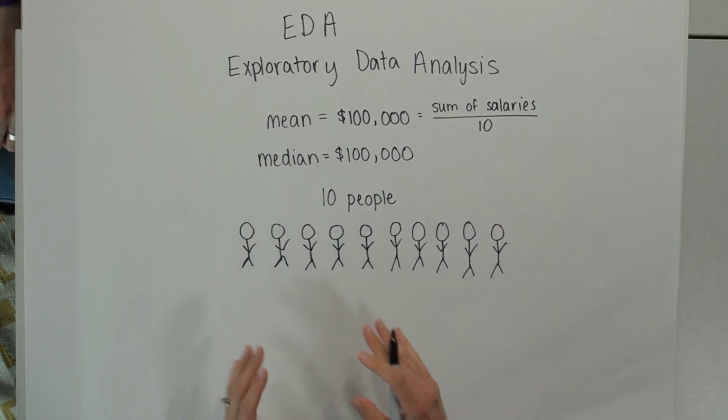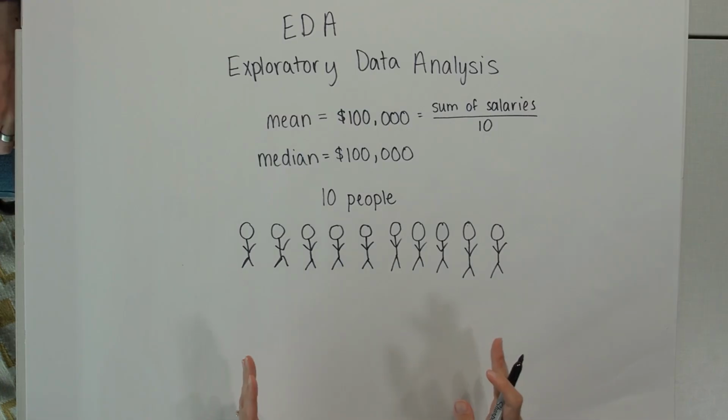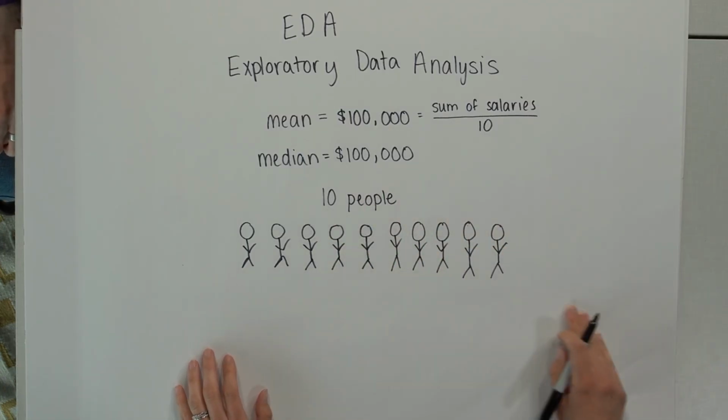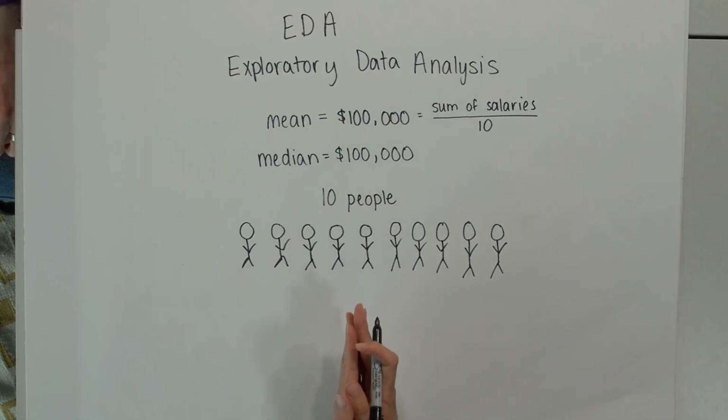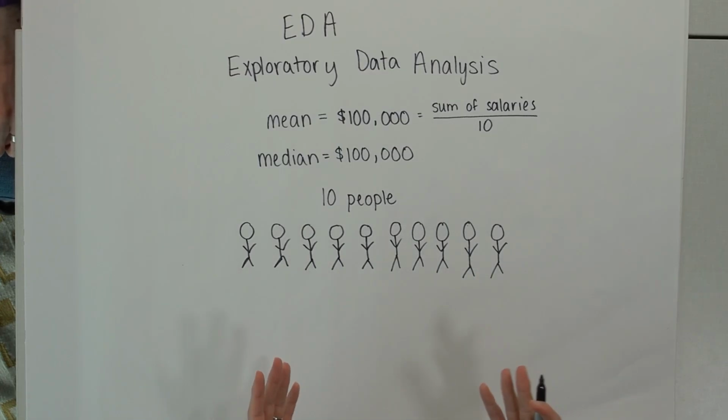And then for the median, this is another measure of center, but it's a little bit different. Instead of taking the sum of the salaries and dividing by 10, we would actually line up the people in order from smallest salary to biggest salary and pick that middle person. So the median is the 50th percentile, and it's the person right in the middle of the data set.